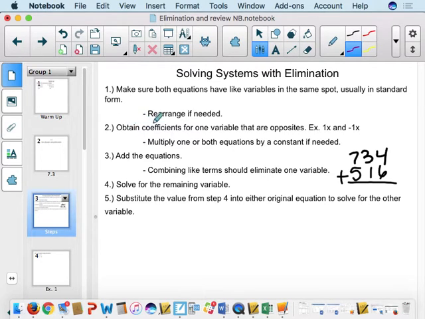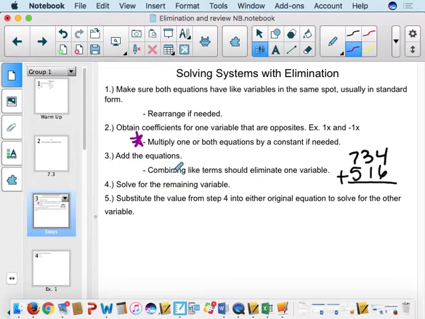And it says obtain coefficients for one variable that are opposites. Example, 1 and negative 1, those are opposites. 2 and negative 2, 5 and negative 5, okay? And I'm saying 1 and negative 1, but also negative 1x and positive 1x. If we need, we'll do a couple examples where we have to multiply by a coefficient to make this method work. And that'll make sense in a moment.